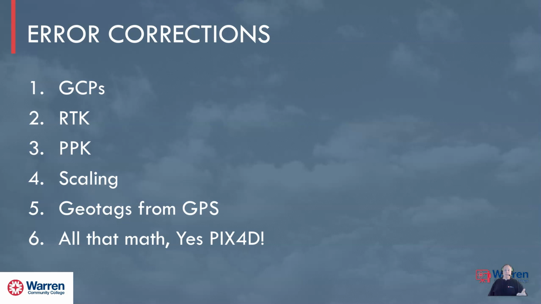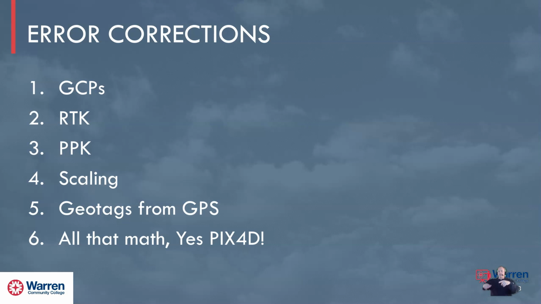PPK is post-processing kinematics. That's where you would take GPS data from local coordinating stations that are around you to fix after the fact the inaccuracy in the geotags within the drone itself. So like an example of our drone, the WingtraOne, uses PPK. Scaling, or what I call the poor man's version, is where we're going to put those scaled measurements on the ground, and that's going to be your final project exercise.